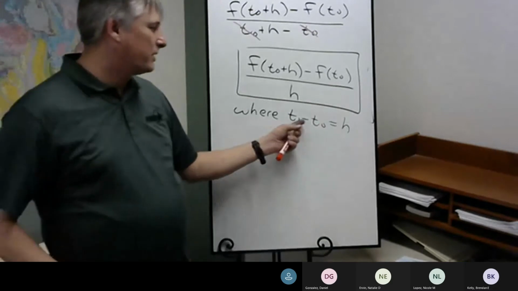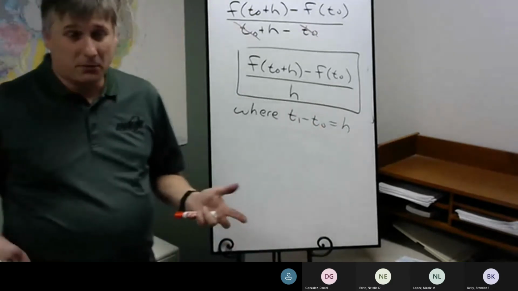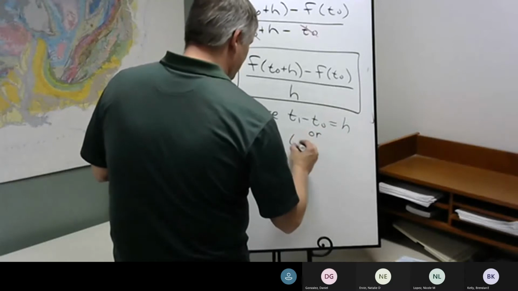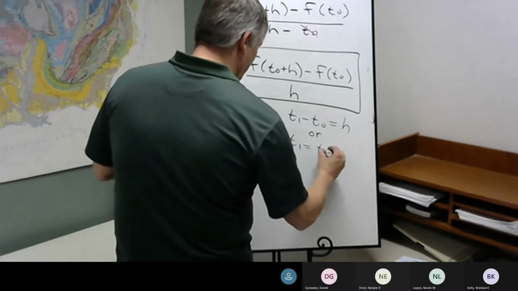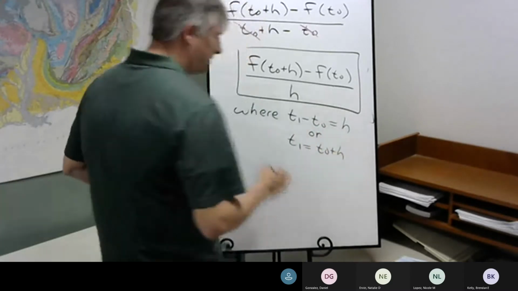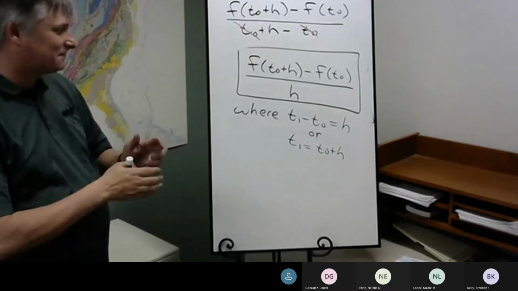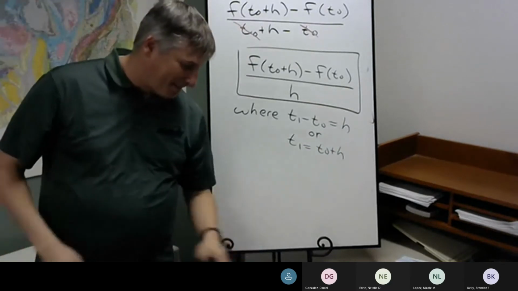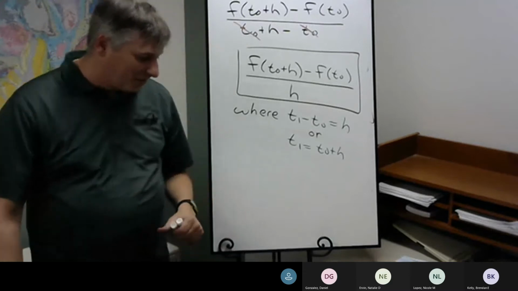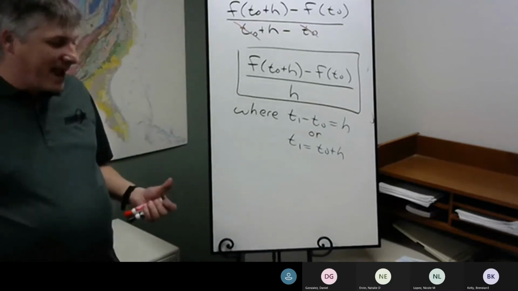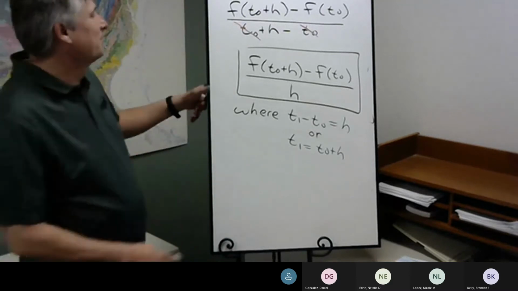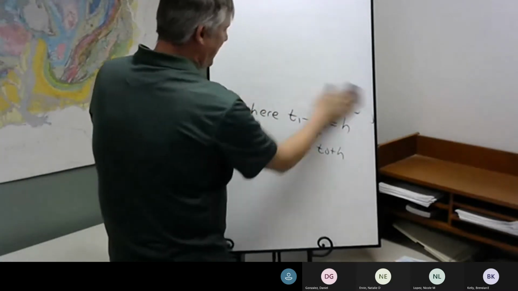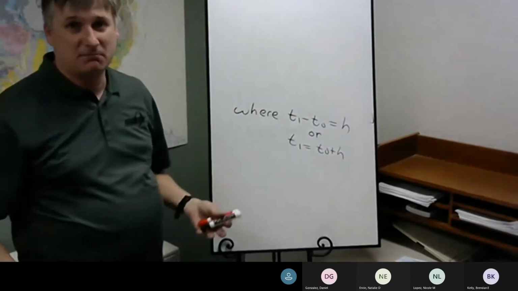Or you could say t1 equals t0 plus h, either way. I'll just keep it like that because that's what we used last time. So this is an important idea. So what we're going to do, let's find the formula for the average speed of 16t squared.